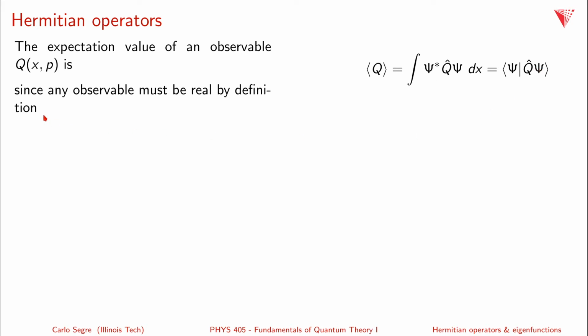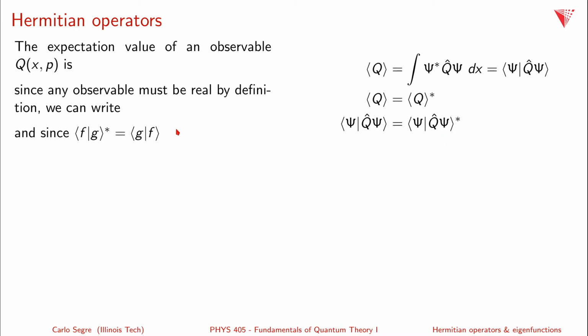Since any observable quantity must be real by definition, because otherwise you couldn't observe it, the expectation value of Q must be equal to the expectation value of Q star, the complex conjugate. And so we can write down that the bra psi ket Q psi must be equal to bra psi ket Q psi complex conjugate.